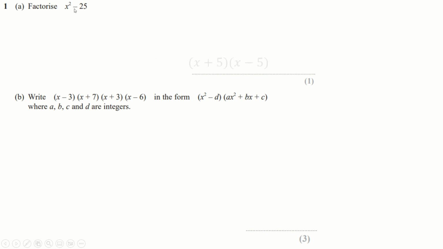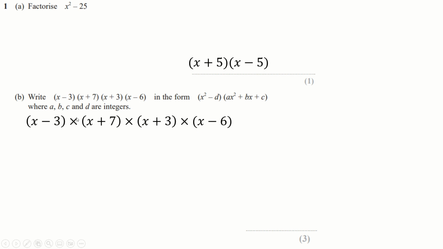This should not take us very much time to factorize at all. This one's kind of cool, right, though, writing it in this form. Very, very unusual, cool question, I thought. These four things are, of course, multiplying together. That's what happens when you expand brackets.